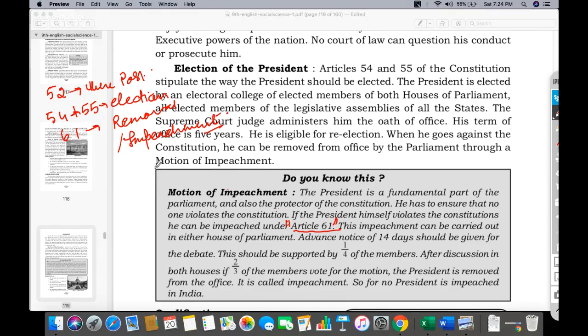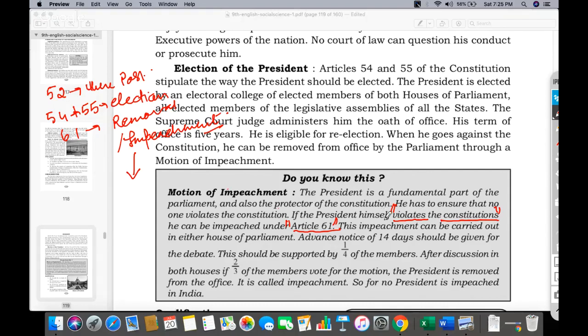So why will a president be impeached? There can be only one case: if he is violating the Constitution. That is why sometimes the Indian Constitution comes under a lot of scrutiny, because violation of the Constitution has not been defined. What do you mean by violating the Constitution? So it has been left to the whims and fancies of different people who are there to scrutinize the acts of the President of India.